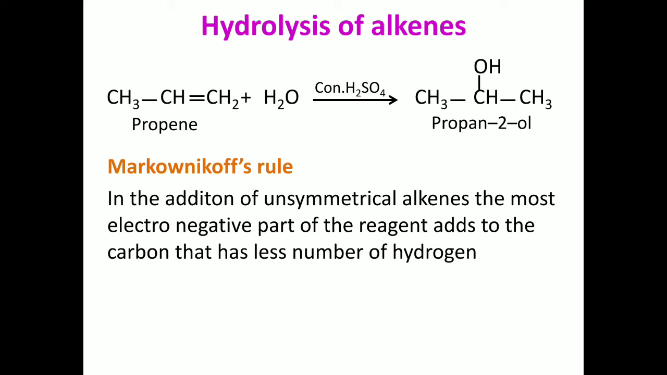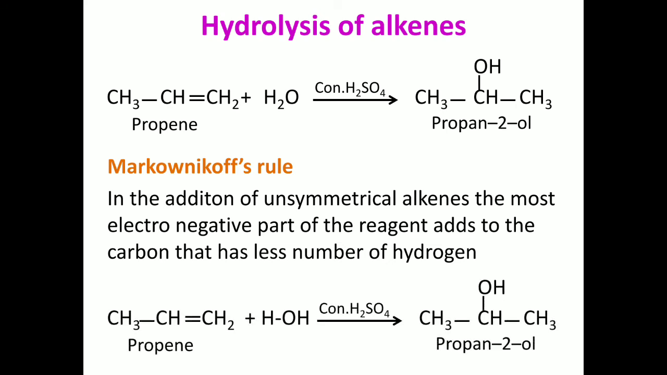Already we know that hydrolysis means addition of water, and water molecule splits up into H plus and OH minus. Here OH minus is the more electronegative part, so it adds to the carbon that has less number of hydrogen, and H plus adds to the carbon that has more number of hydrogen, and we get propan-2-ol as the product. By using this acid hydrolysis reaction of alkenes, we are getting more substituted alcohol as a product, and this is due to Markovnikov addition.